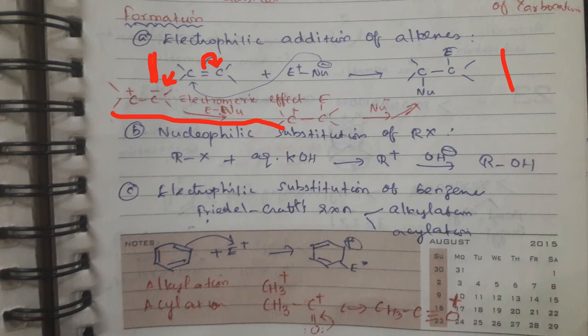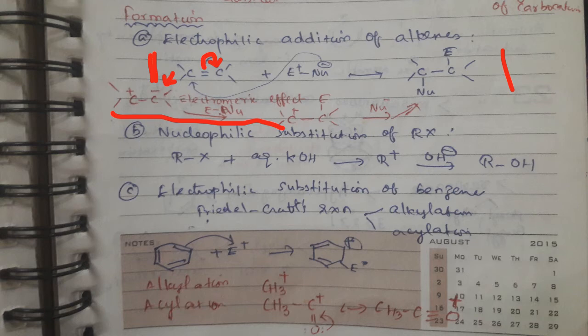This happens depending upon the other substituent attached to the carbon. If any electronegative atom is attached to one carbon atom, then the electrons will be pulled towards the other carbon atom, which shows the negative charge. So this is called the electromeric effect. This happens depending upon the other substituent in the alkene, especially an electronegative atom.